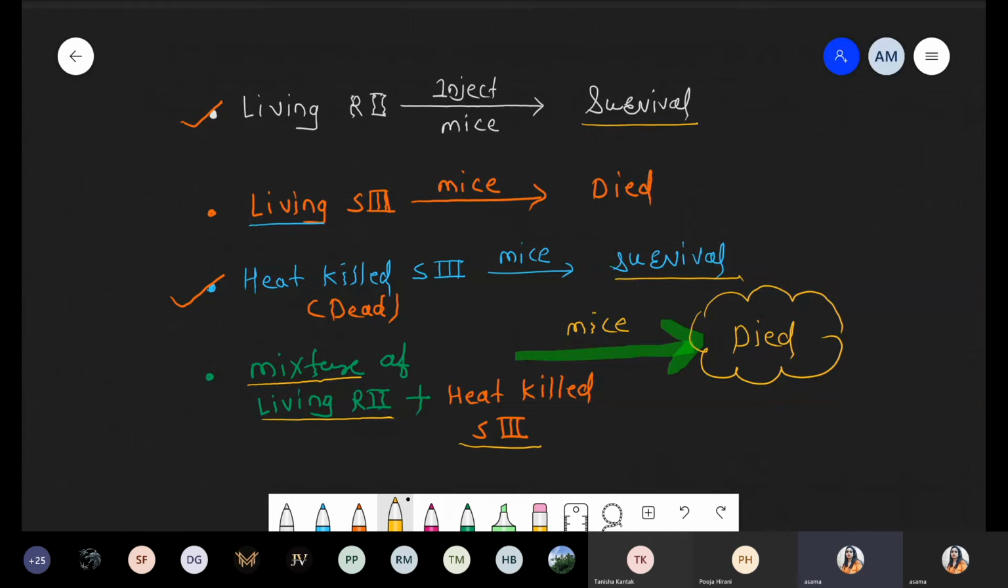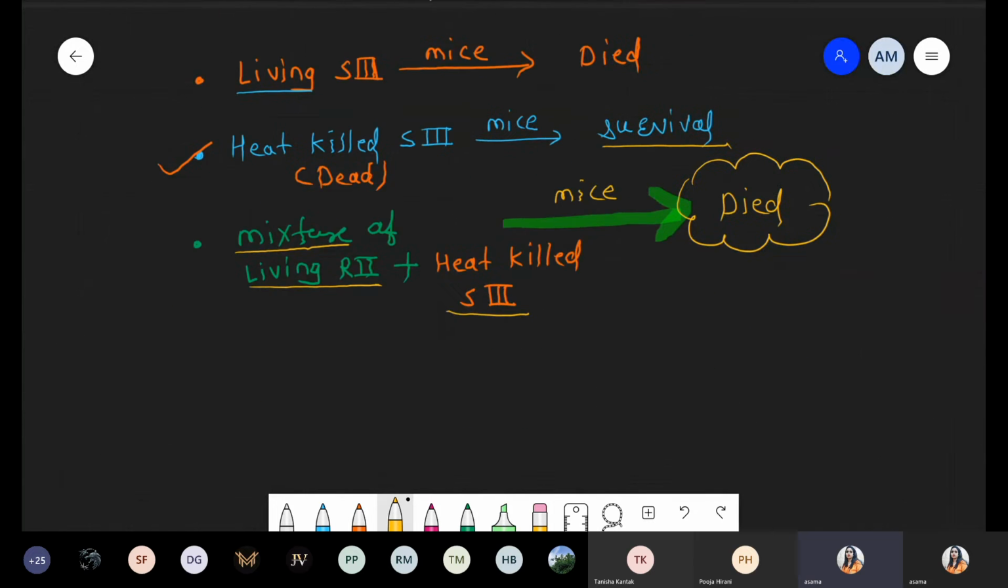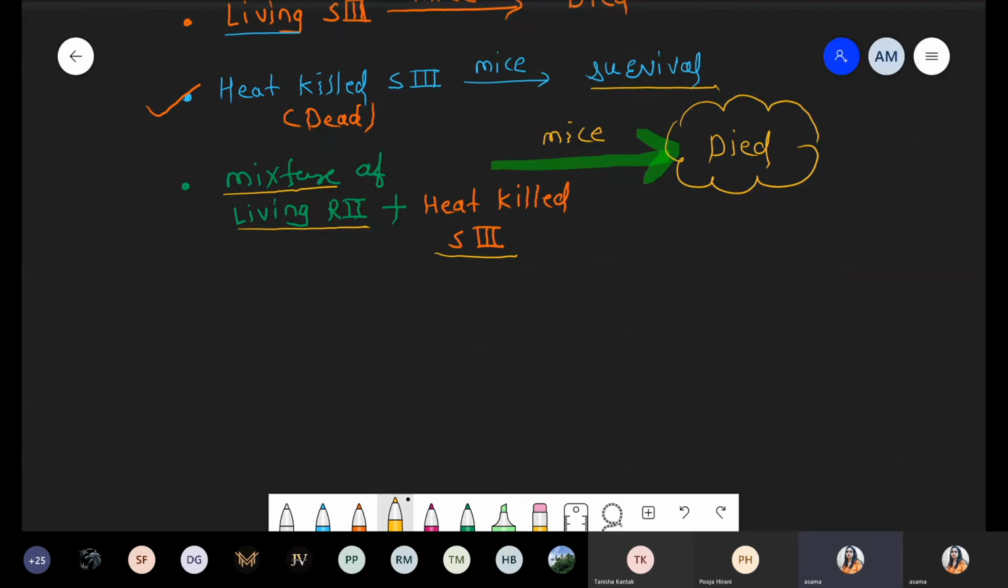So these are the four experiments, and finally we will talk about the conclusion of the Griffith experiment. Chalo. So how do you understand the experiment? Should I continue with the conclusions?